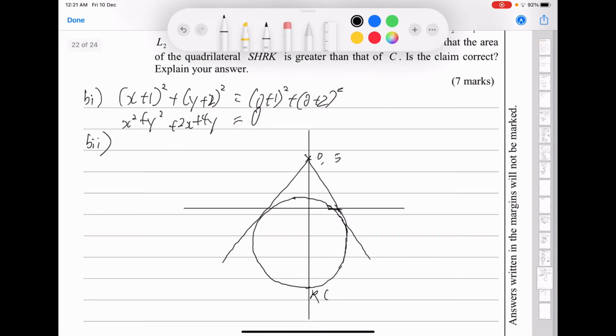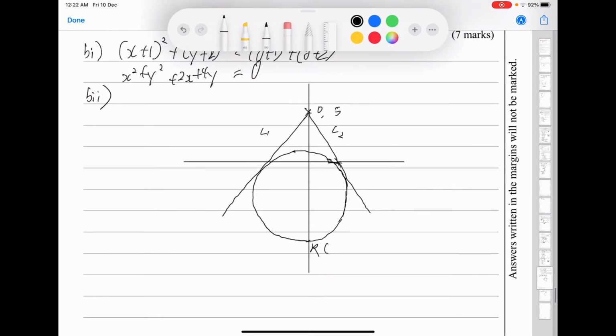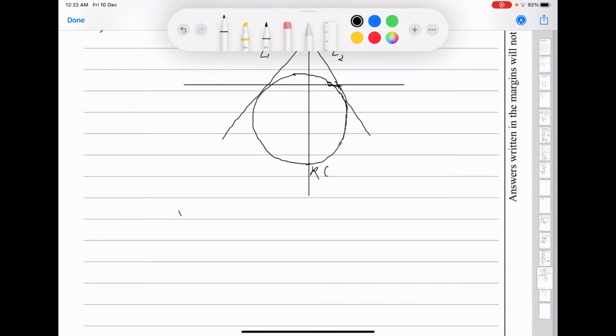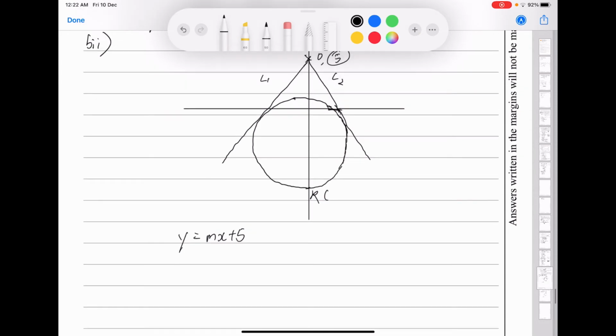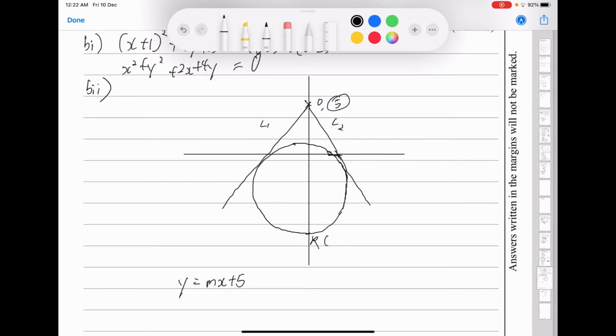So we begin by finding the slope of both of these lines. Maybe this one is L1, this one is L2. Okay, as we all know, it intersects at 5. So both equations will be like this. This will be the first thing we know. Okay, then we need to find its slope. How do we find its slope? There's actually quite a number of ways, so I'll show you my way.